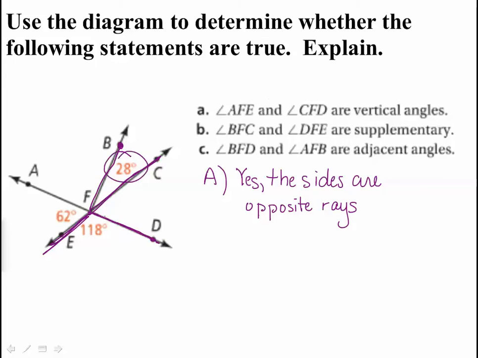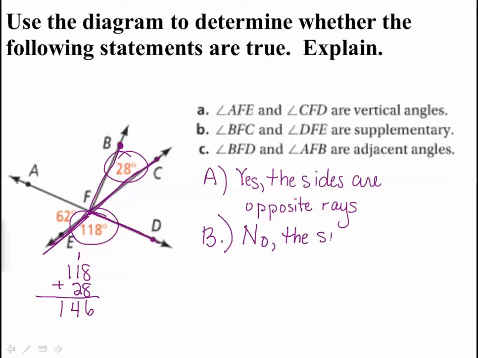Angle BFC and angle DFE are supplementary. Supplementary means adding to 180 degrees. So let's add 118 plus 28. And we can already see that when we add 8 and 8, we're not going to get 180 degrees. So letter B is no, this is not a true statement. The sum of the angles is not 180 degrees.